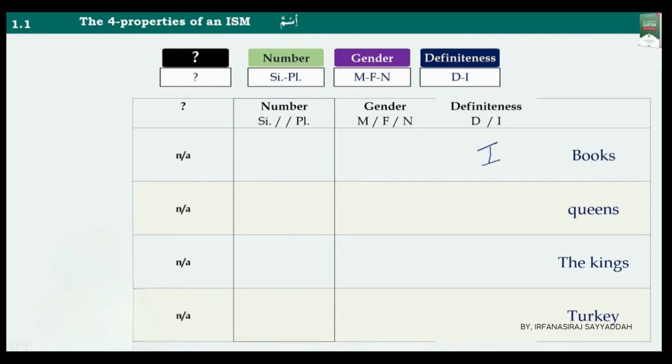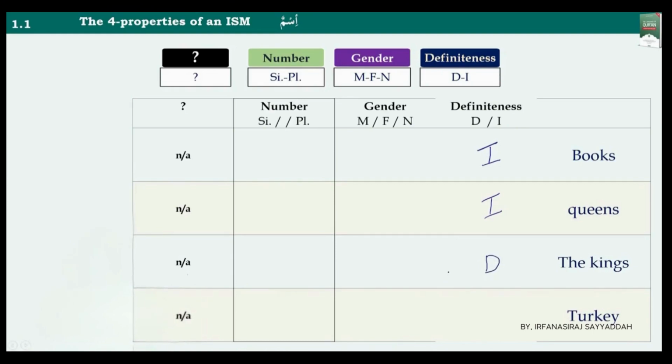If on the other hand, I use the word queens, meaning opposite to kings, and I ask you, is this definite or indefinite? You'll say, of course, it's indefinite. Could be any queens. On the other hand, if I say to you, the kings, you will say, of course, that is definite because the is the definite article in English. Therefore, it is specific. The kings, for example, the kings of Scotland.